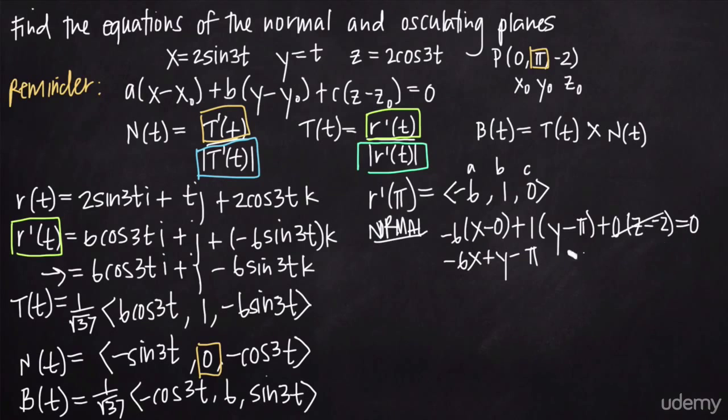So then when we simplify, we're just going to get negative 6x plus y minus pi. This whole thing goes away because it's 0. That's going to be equal to 0. And then, of course, we can solve this for y, and we can say y is going to be equal to 6x plus pi. And this is the equation of the normal plane.